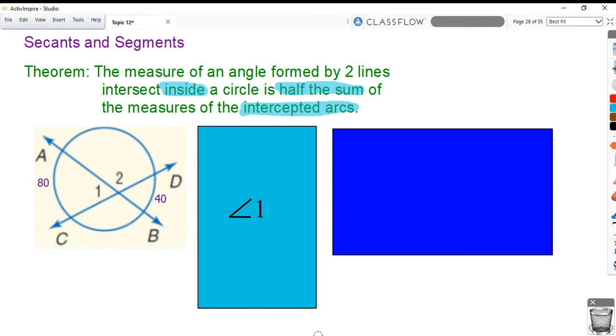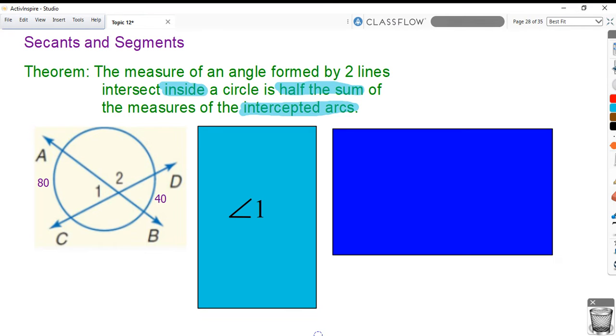This first theorem tells us that the measure of an angle formed by two lines intersecting inside a circle is half the sum of the measures of the intercepted arcs. Okay, so this is talking about when you have two secant lines that cross through a circle and meet each other in the middle of that circle.